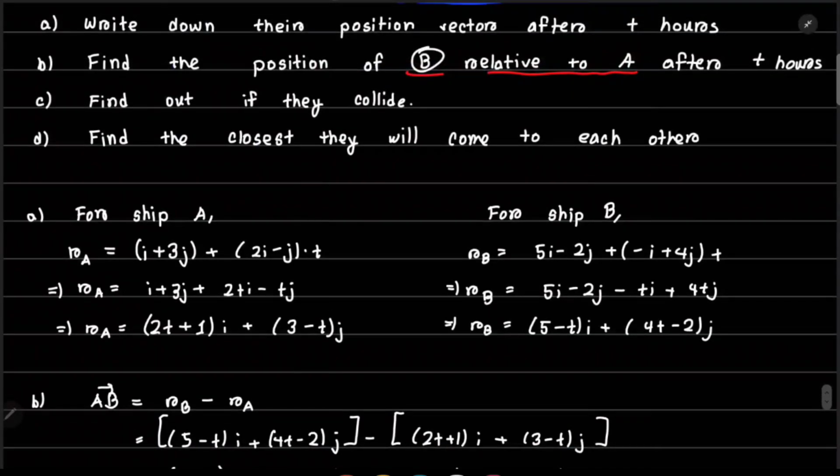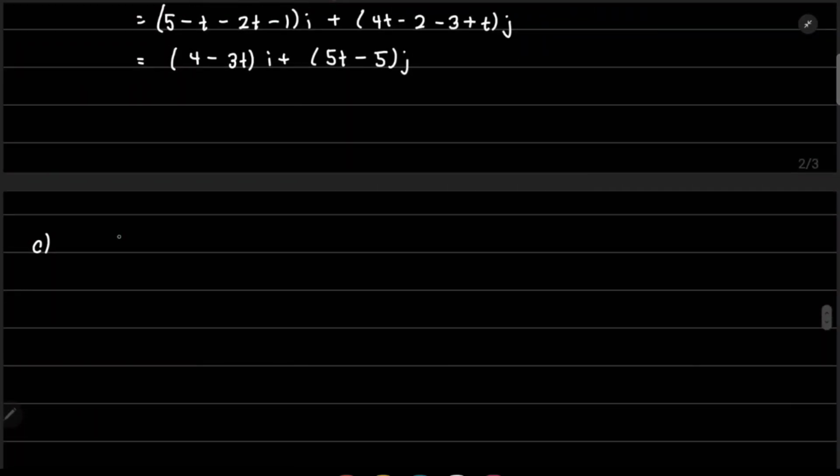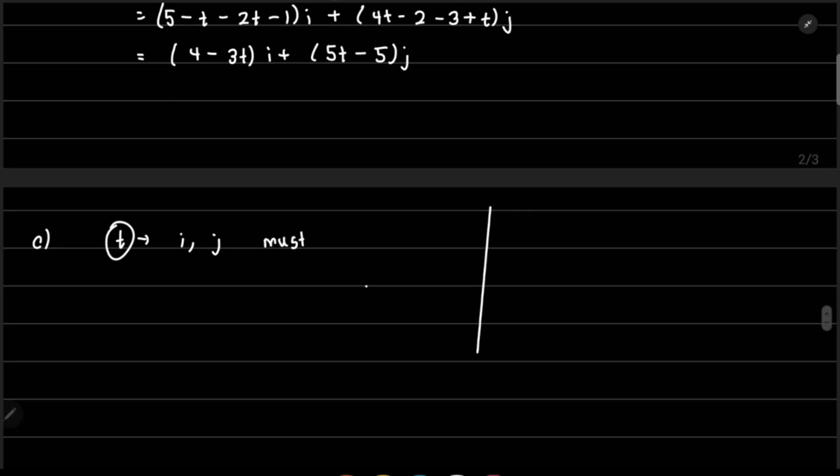Now in part C, we have to find out if they collide. If they collide, at the same time their i coordinate and j coordinate must be the same. So at the same time they must be at the same i coordinate, so the same vertical line or the same line running from north. So if I draw an axis over here, do it in a graph, this is j, this is i.